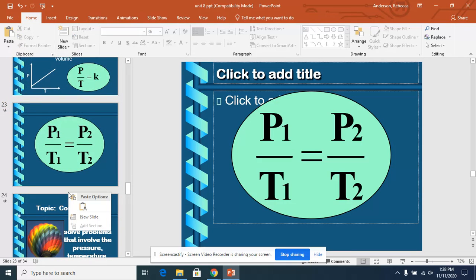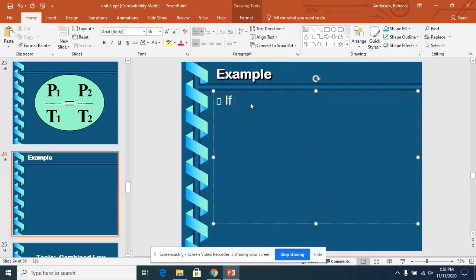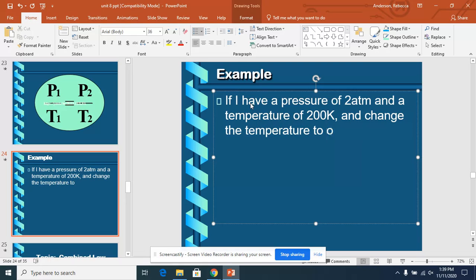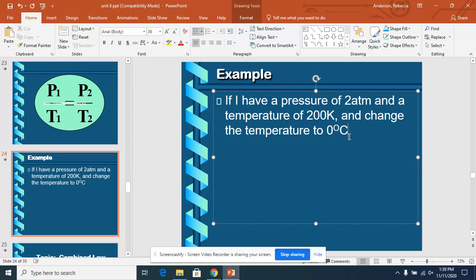So let's do an example together. If I have a pressure of 2 atm and a temperature of 200 Kelvin and change the temperature to 0 degrees Celsius, what is my new pressure? So go ahead and write that example down as well.